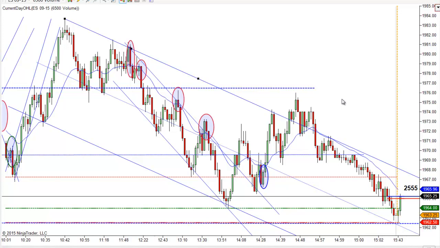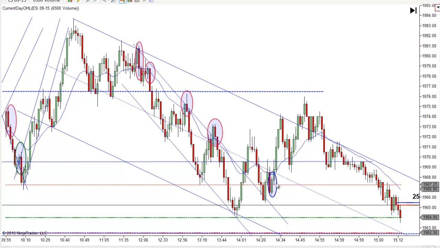And that got you into the 2 o'clock hour. But I did circle this one because I wanted to talk about it. And let me show you this. We came off the lows. We got the shorter term channel in here, and you can see it. And we got the break and new low.